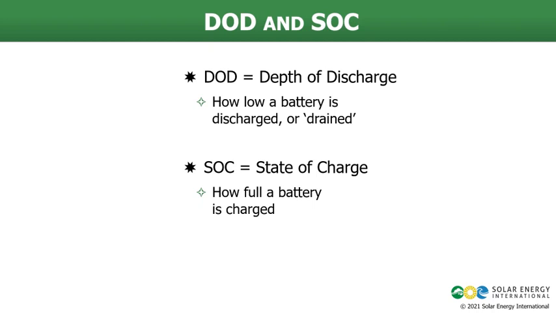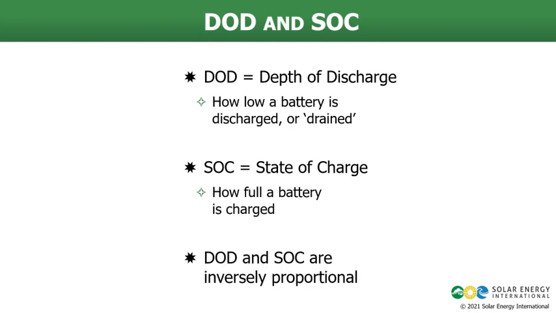Lead acid batteries, we typically won't use more than 70% of the capacity of the battery, so we'd have 30% state of charge. Lithium ion batteries, we can use a much higher depth of discharge, typically somewhere between 80 to 100%. It's going to vary based on manufacturer's recommendations. The maximum depth of discharge that you use from a battery is going to impact the lifespan of the battery, so we need to take that into account.